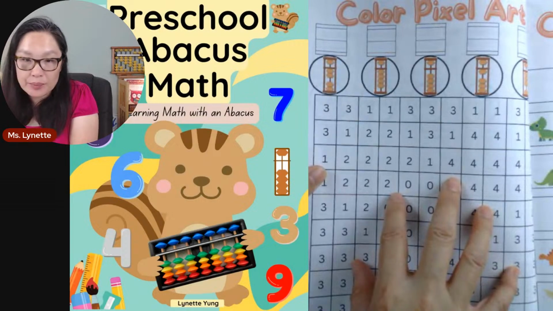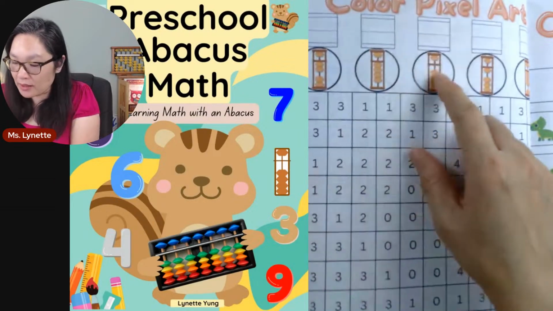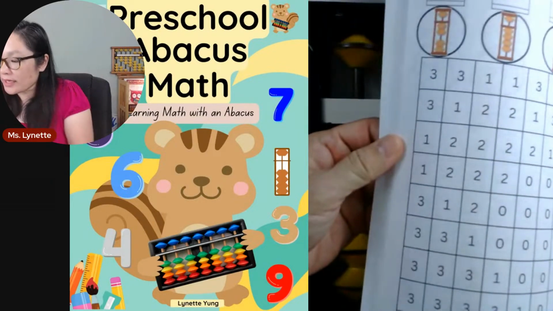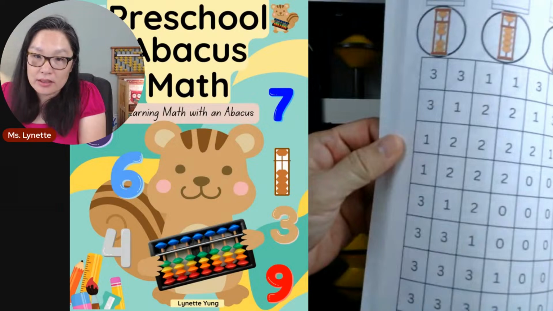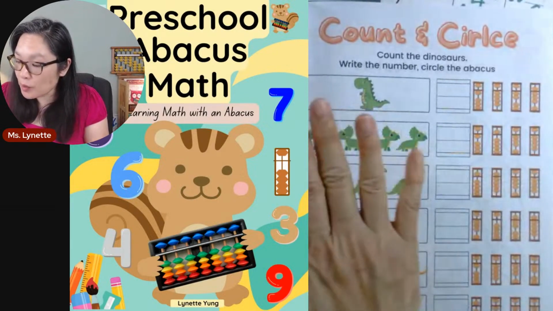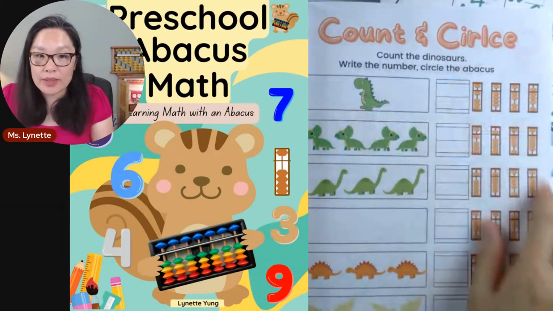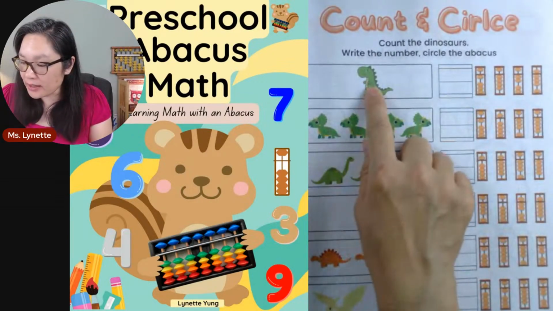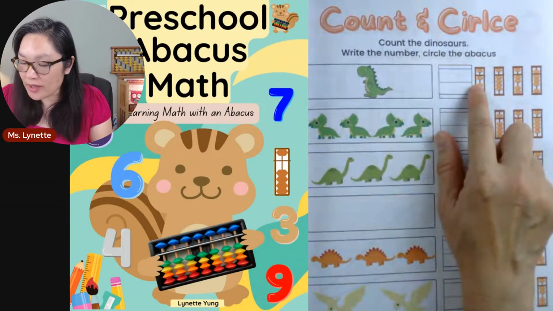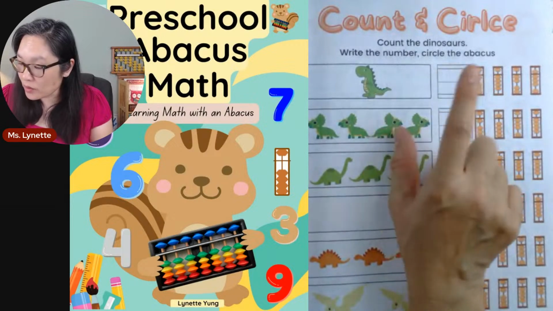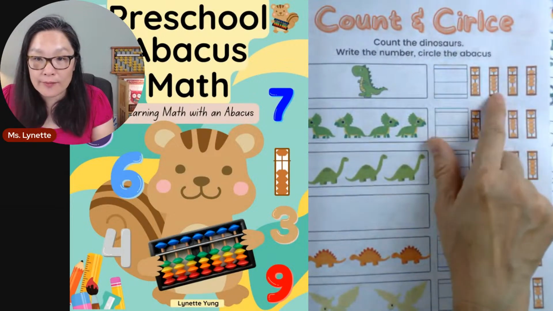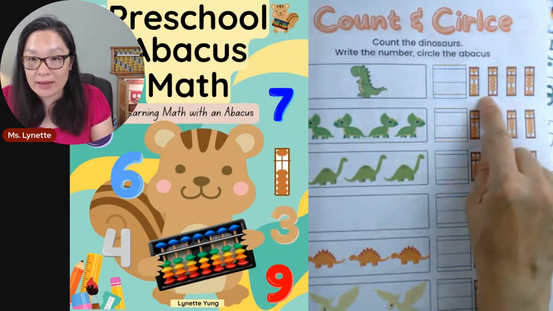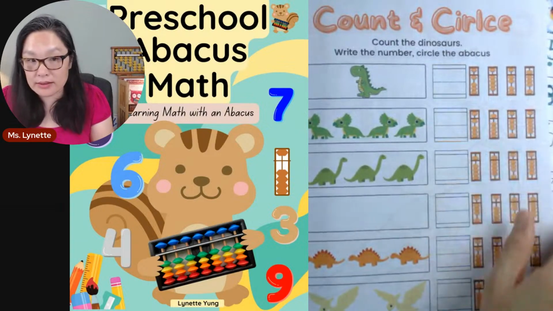So this one is about number recognition with the beads. And a lot of it is trying to relate the number with the abacus. That's what I was doing with this book. This book is focused on abacus because I want them to understand how to relate these numbers, this item, to the abacus. So this is one dinosaur. I want them to trace the number and then find the abacus.